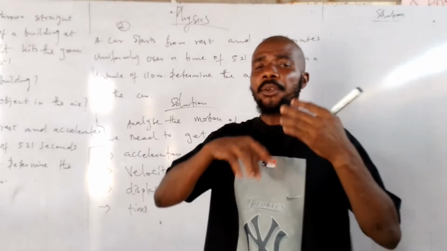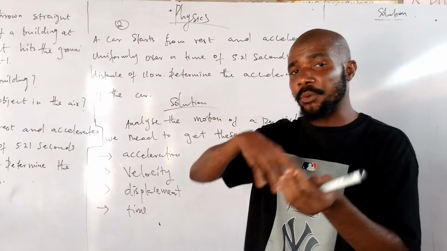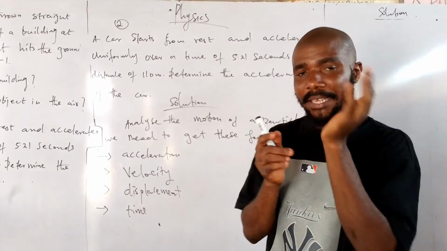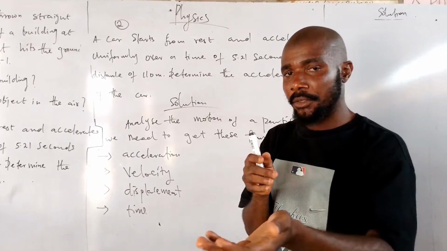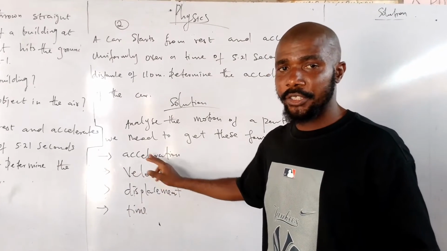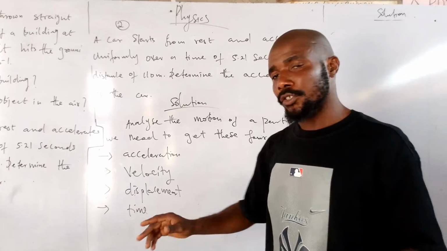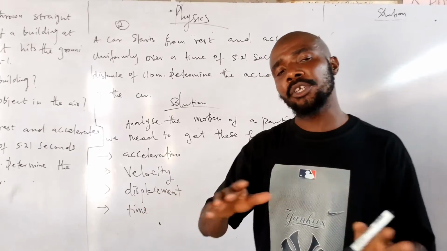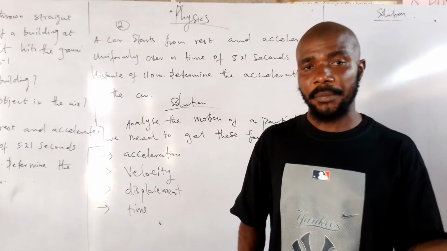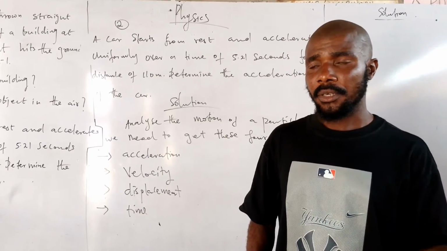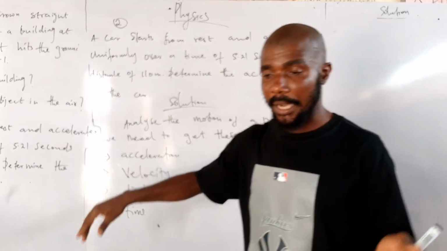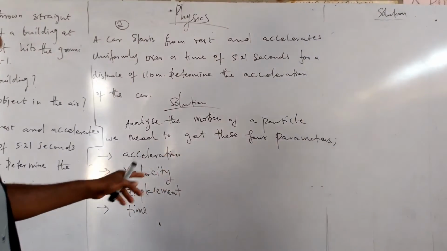So, the equation of motion, the equation that describes the behavior of a particle when it's in motion, will contain these 4 parameters. In these 4 parameters, what they normally do in a question is give you 3 parameters and ask you to find 1 from the equation. Like in this case, let's look at the parameters given and how we can get the required quantity that is missing.